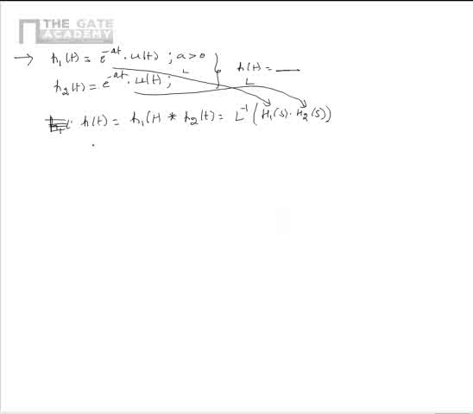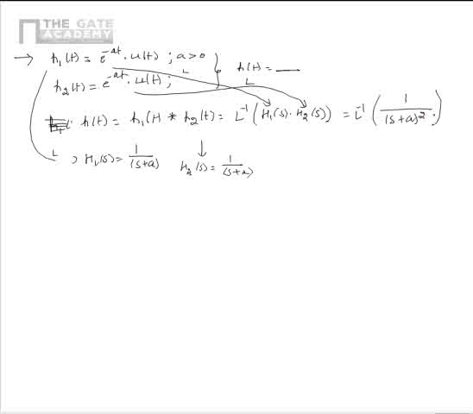We know that the Laplace transform of h1 of t, that is h1 of s, is equal to 1 by s plus a, and the Laplace transform of h2 of t, h2 of s, is equal to 1 by s plus a. Upon substitution, h of t can be written as L inverse of 1 by (s plus a) whole square.